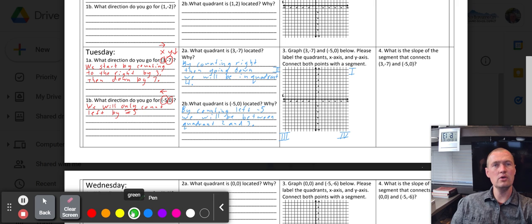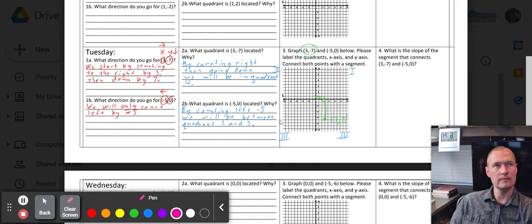All right, let's go ahead and graph some points. So we're going to graph 3, -7. So here we go. Count 3. 1, 2, 3. Down by 7. 1, 2, 3, 4, 5, 6, and 7 lands right there, which explains why we're in quadrant 4. And that's going to be 3, -7.